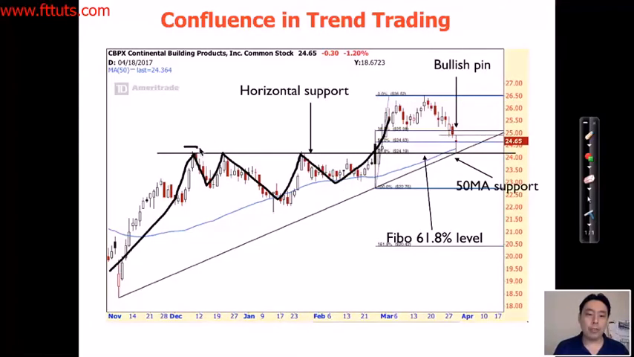So previous resistance becomes support, right? This is something that you will learn as we go through the course. So don't worry if you can't catch everything right now. It's just an introduction, right?